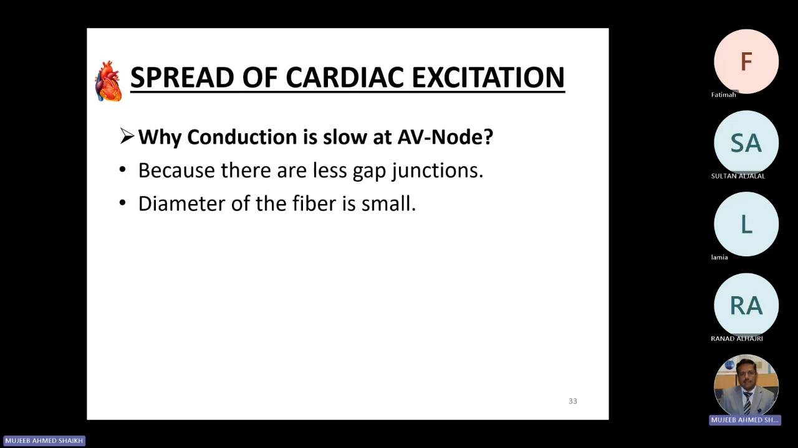Why is the conduction slow in the AV node? Because there may be fewer gap junctions, so it will take more time to pass the impulse from the SA node to the AV node. And the diameter of the fiber is also small, so it will take a long time for the impulse to pass from one point to another.